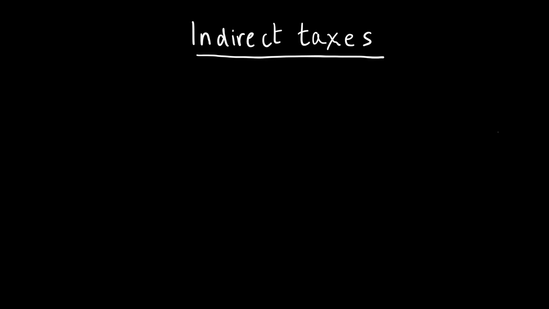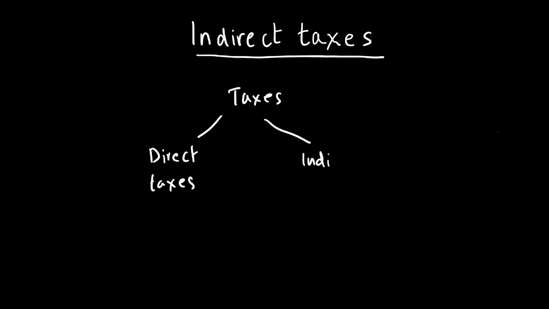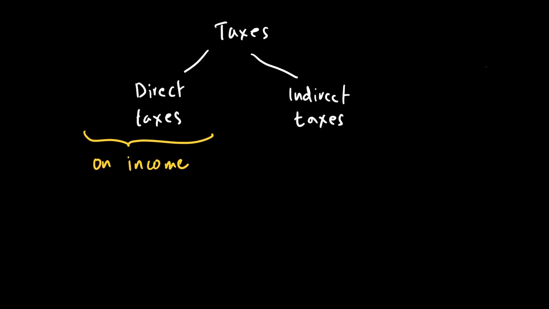When we look at taxes, we divide taxes into two categories. One is direct taxes, and another is indirect taxes. Direct taxes are basically taxes on income. For example, your income tax, your profit tax, or a wealth tax are all examples of direct taxes, because these are taxes on the income an individual earns.